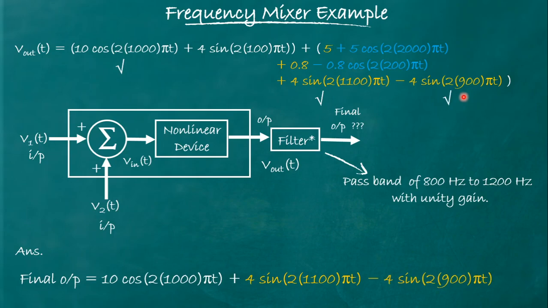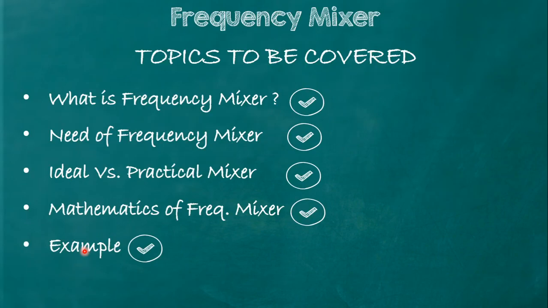So here you can see that this term having frequency 900 hertz, which is between 800 to 1200 hertz, will also pass through this filter, and as a result you will get that term in the output. So here you can see that your final output contains only three terms which have frequencies within 800 hertz to 1200 hertz. So this is your final output. Now, we have completed the example.